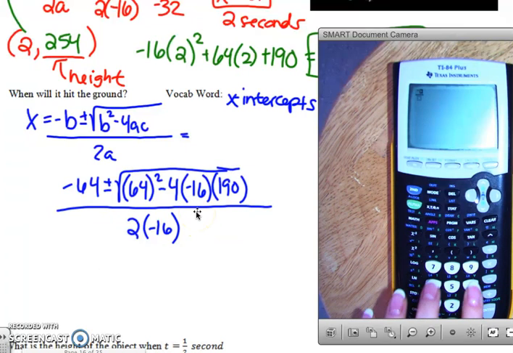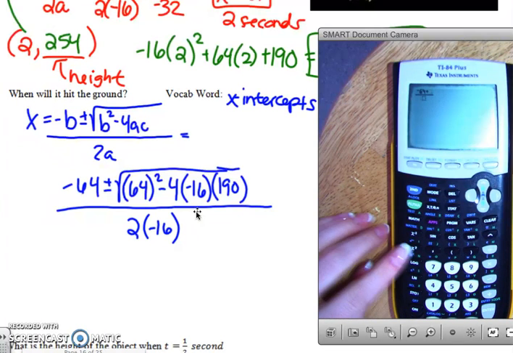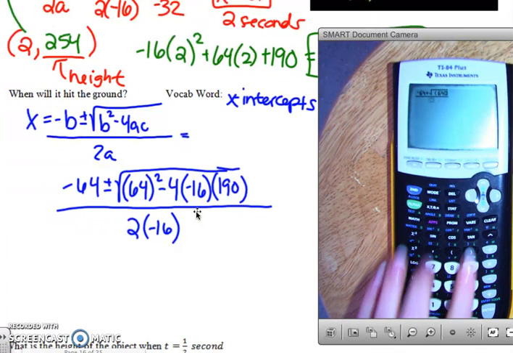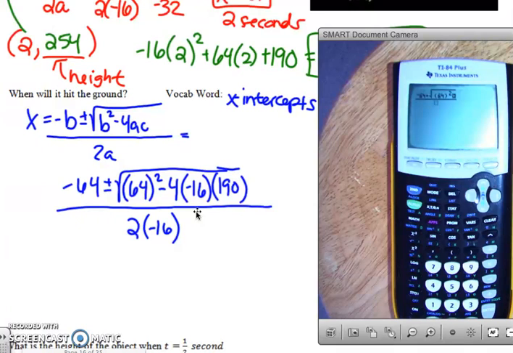I'm going to start off with negative 64 on top. I'm going to do plus. To hit the square root button, it's the second x squared button. Then parentheses, 64 squared minus 4 times negative 16 times 190, and close it off. So I've typed everything in that top part. Hit the down button, and I just need to put 2 times negative 16.